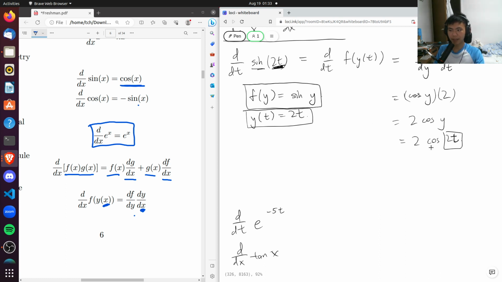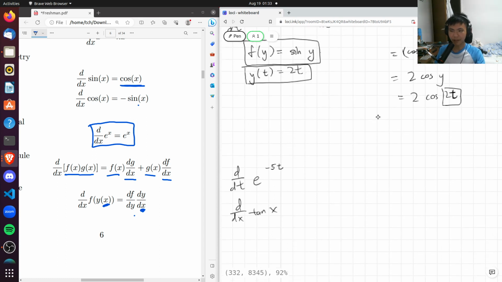And then after we're done with that, we multiply by whatever the derivative of this inside guy is. In this case, the inside guy is 2t, the derivative is 2, so that's why we multiply by 2. It takes a while to get used to this, but it becomes very natural after a while.